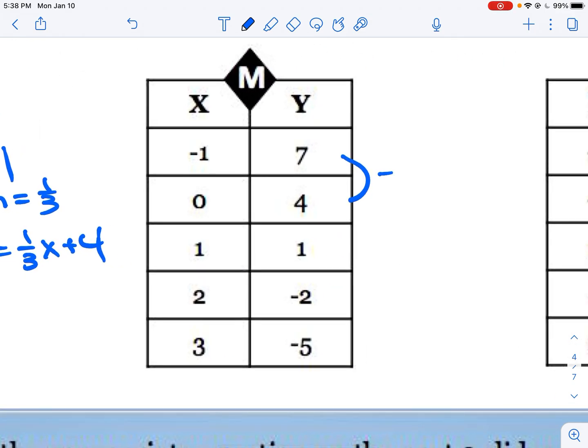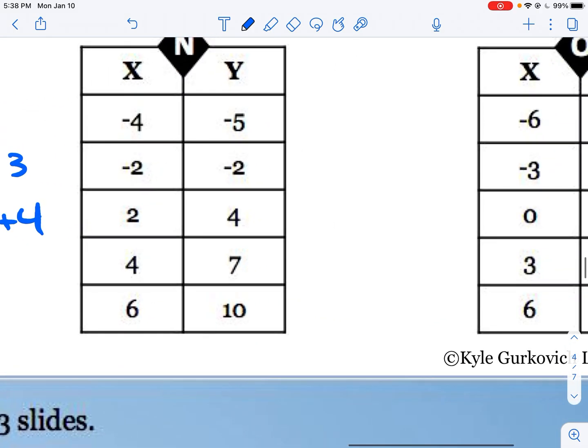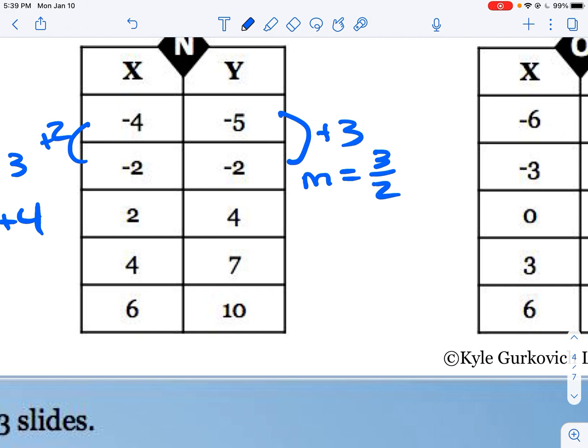On this one, I went down by 3. Up here, I went up by 1, so my slope is negative 3. My y-intercept is 4. Y equals negative 3x plus 4. This one went up by 3. This one I went up by 2. So my slope on this one is 3 over 2.